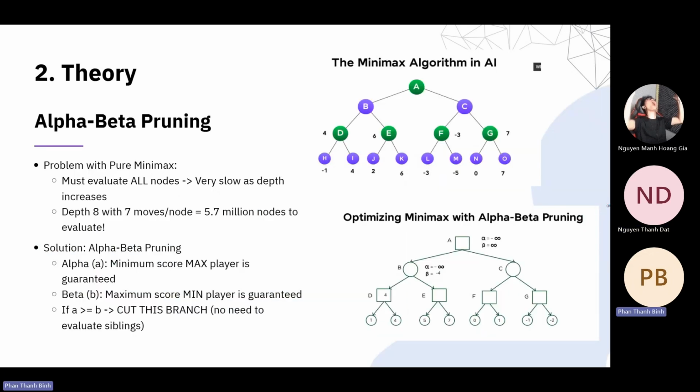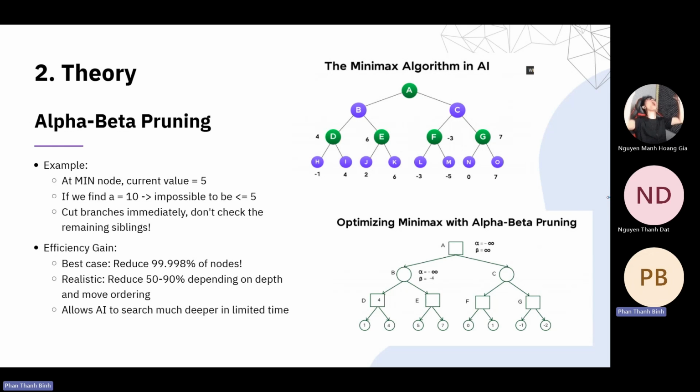However, pure Minimax has a major flaw. It's too slow. Evaluating every single node at depth 8 would require checking over 5.7 million nodes. The solution is alpha-beta pruning. We introduce two parameters. The first one is alpha, the best score the max player is guaranteed so far, and beta is the best score the min player is guaranteed. The rule is simple: if alpha is greater than or equal to beta, we stop. We cut that branch because we already know it won't affect the final decision.